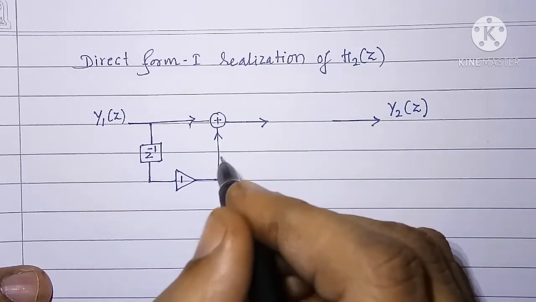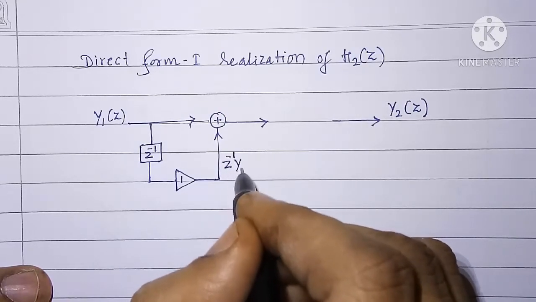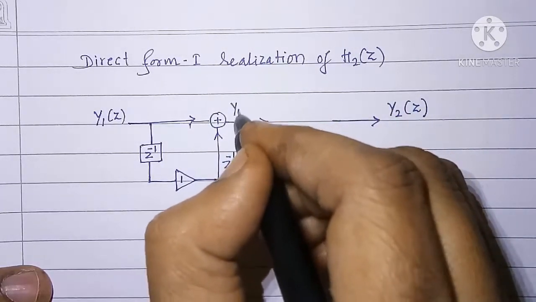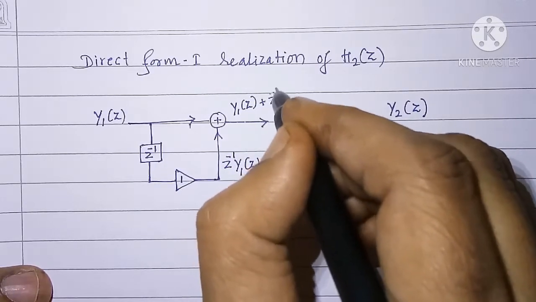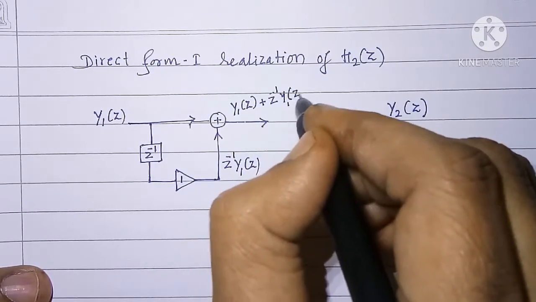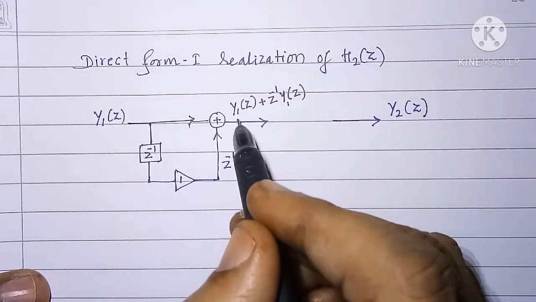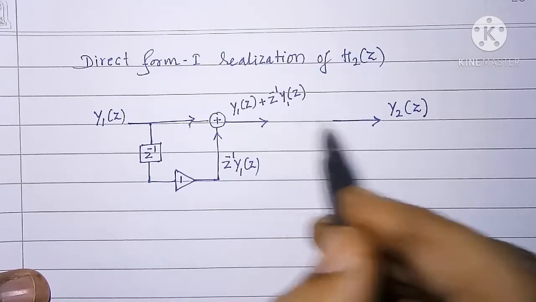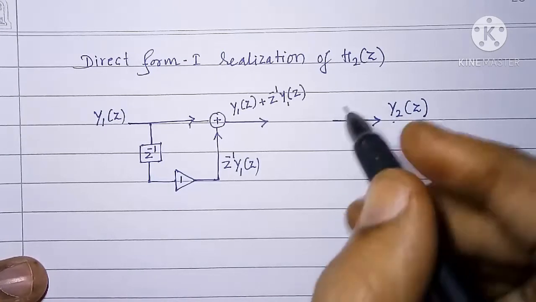So here the output is now Z raised to minus 1 into Y1 of Z, and here the output is Y1 of Z plus Z raised to minus 1 into Y1 of Z. Now from this summation we have to subtract half z raised to minus 1 into y2 of z.